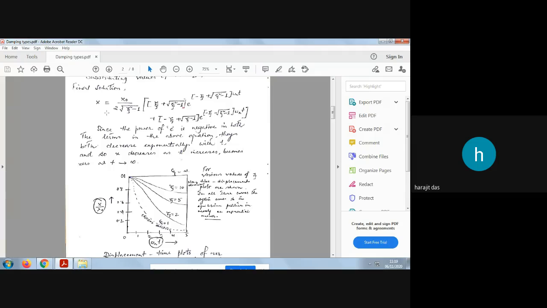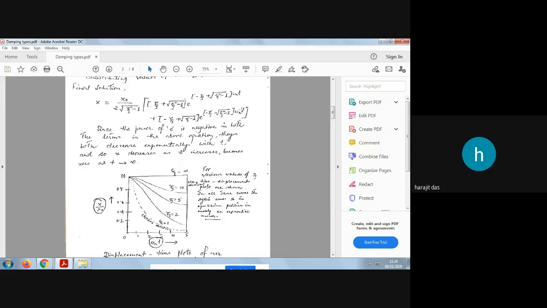Physically also you can feel the system. When there is higher resistance against the motion of a system, then there will not be any vibration. The motion will be very sluggish, very slow motion. So how will you be able to plot the graph of displacement with respect to time?